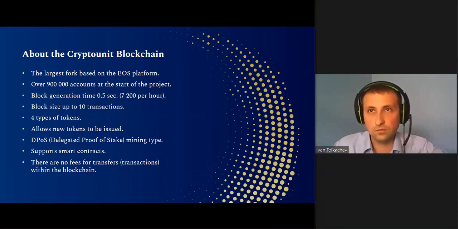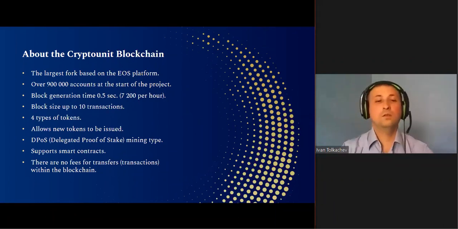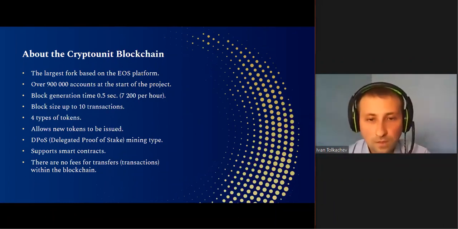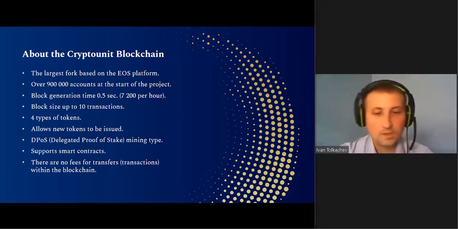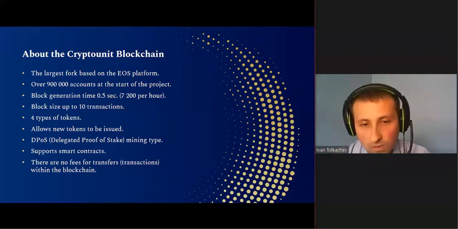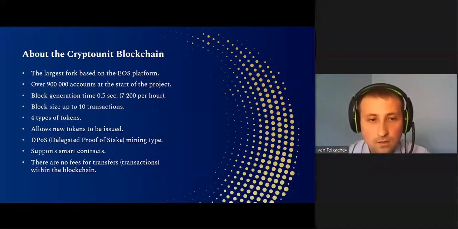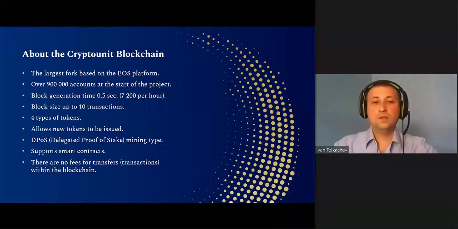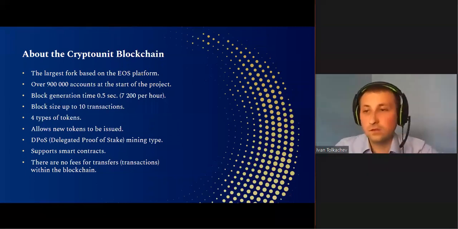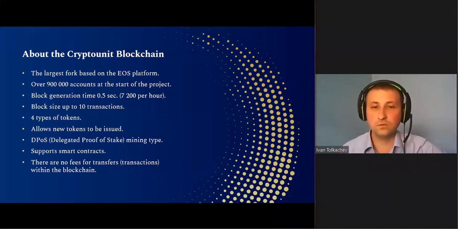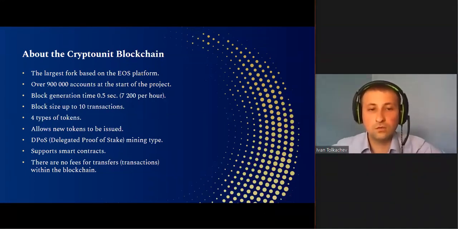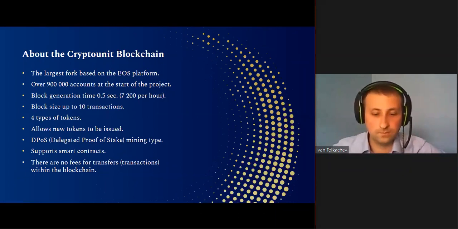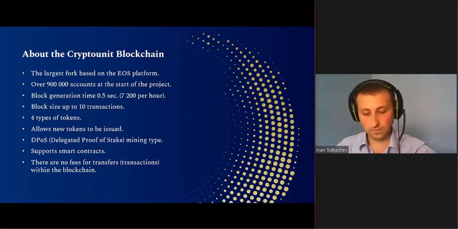Generally, when several blockchains are compared, they are compared in terms of the speed. So first of all, this is the time for block generation and the number of transactions that are included into this block. And on Cryptounit blockchain, one block is generated every half a second. One block generated every half a second. And the size of this block is up to 10,000 transactions. Not 10 transactions, but 10,000 transactions.